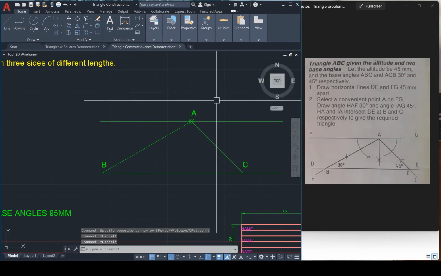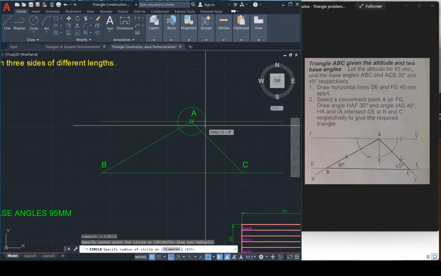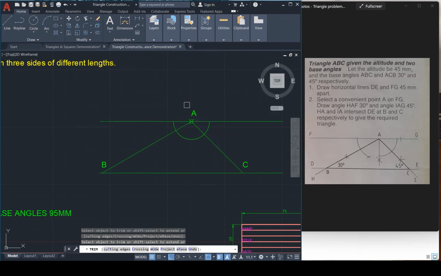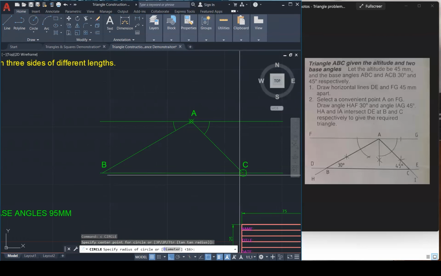So that's how we have basically created this. The technique that was used is I created a 45 and I created a 30-degree here at this junction, and then that is transferred down here at this junction because these lines are parallel.